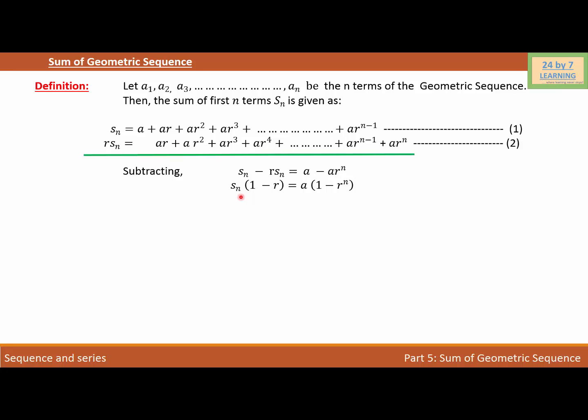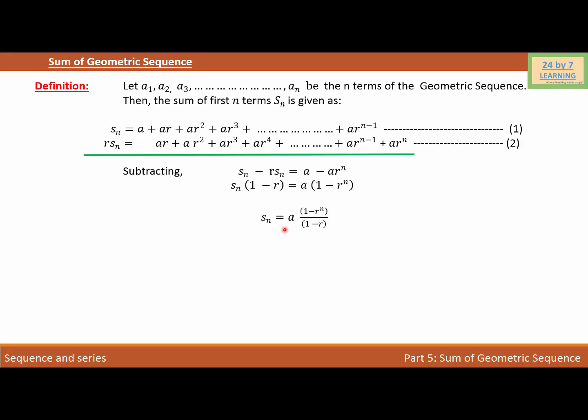Now I need to find the value of Sn, so I'm going to divide both sides by 1 minus r, and if I do that, my final result will be Sn is equal to a times 1 minus r to the power n over 1 minus r, and this is the sum of the first n terms of any geometric sequence.